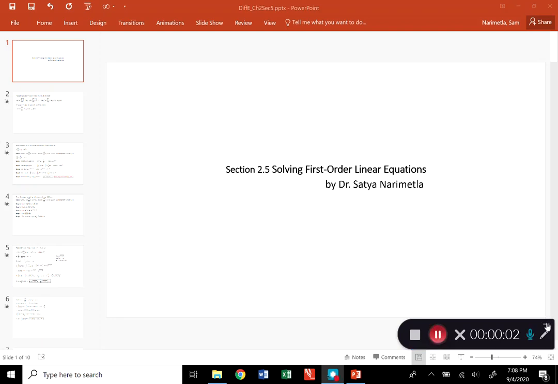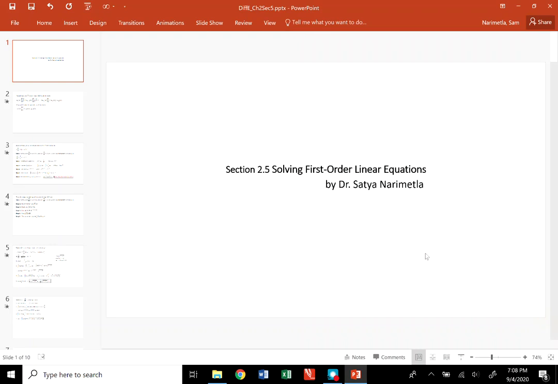Alrighty, howdy folks. Let's look at section 2.5, and this is the last section in chapter 2. After this we'll move on to higher order differential equations. So let's get started. This one is about solving first order linear equations.